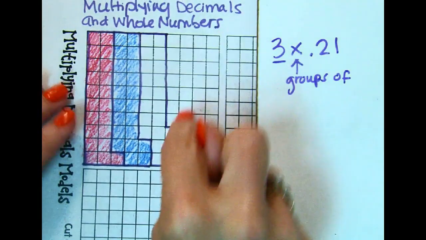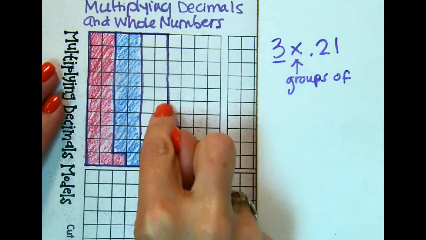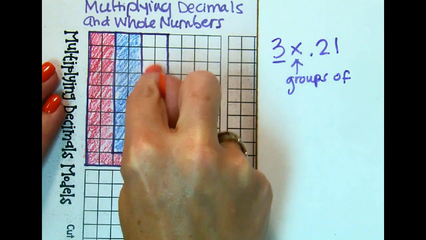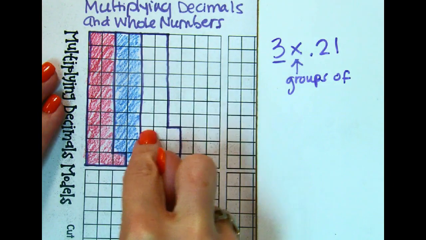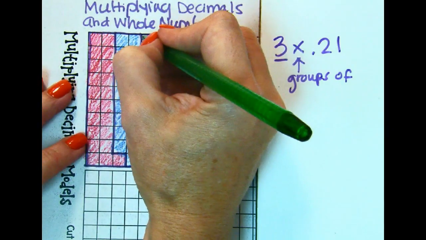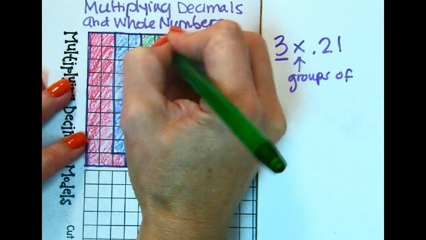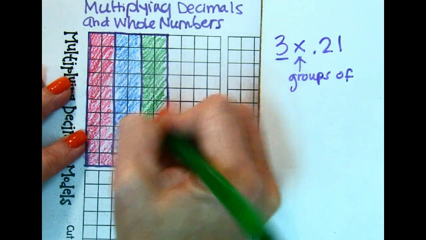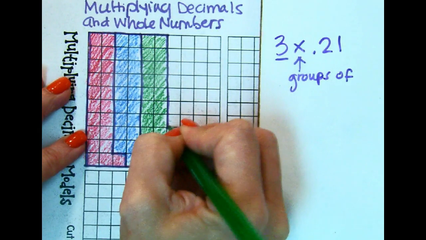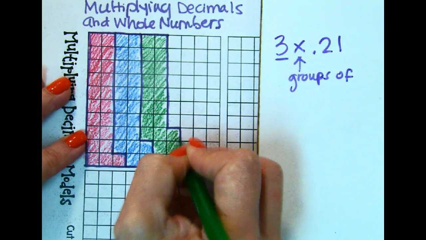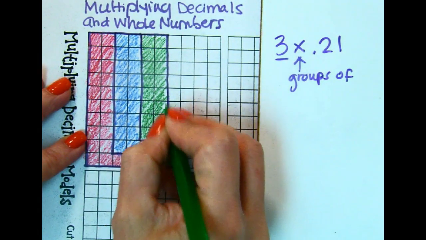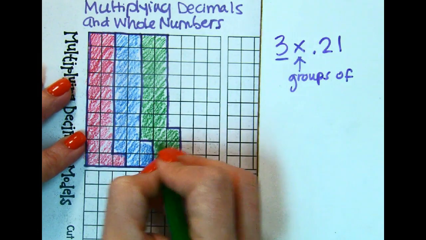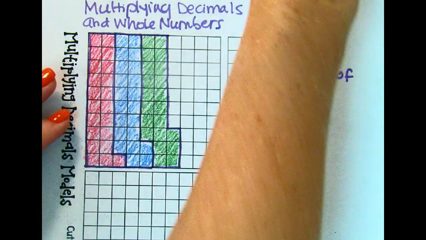So let's double check. We have 1, 2, 3, 4, 5, 6, 7, 8, 9, 10, 11, 12, 13, 14, 15, 16, 17, 18, 19, 20, 21. Okay, so if you haven't made the equal groups correctly, your answer is not going to be correct according to the model. So you need to make sure you double check before you color it in. So what we're doing is illustrating that our models can help us solve multiplication of decimals.